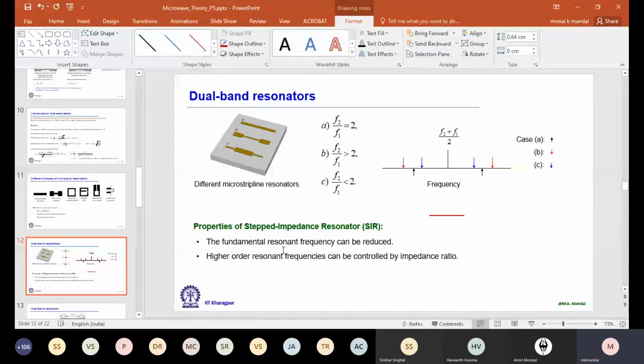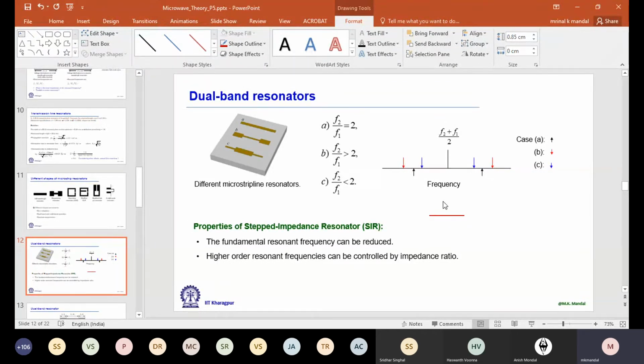Now for the second case, if you solve for f1 and f2, then f2 by f1 is more than 2. So if we have a low impedance section, then f2 by f1 is more than 2, and I am representing it by the red arrow. So you see it is more than 2. And for the third case, f2 by f1 is less than 2. I am showing it here by this black arrow. So the middle average of these frequencies remains the same.